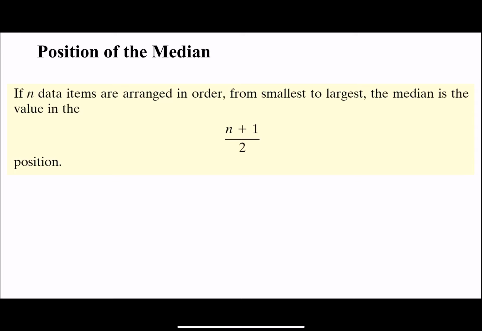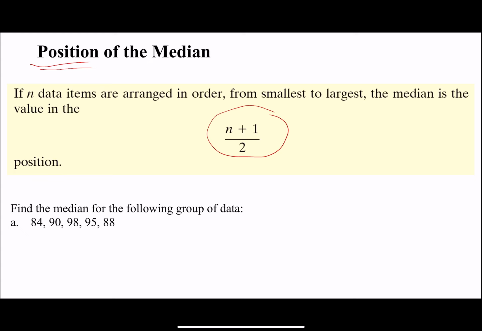Well, something very, very important is that we can use this equation to find the position of the median. Guys, be careful. This equation doesn't give you the median, not at all, okay? It just gives you the position of the median, okay? For example, in the question we just covered, we said let's find the median. I wrote down the numbers from the smallest to largest, right? 84, 88, 90, 95, and 98. Okay, how many data items do I have? 1, 2, 3, 4, 5. Okay, so n is equal to 5.